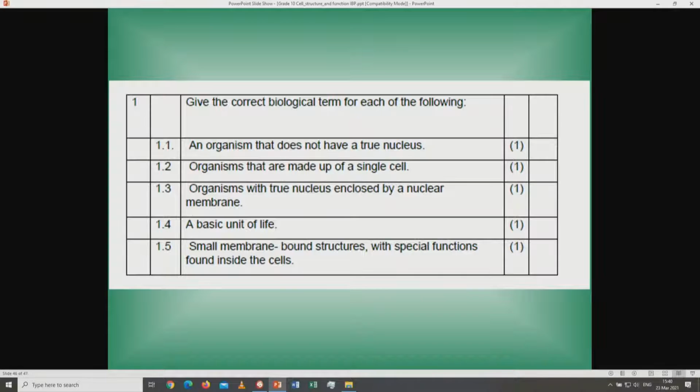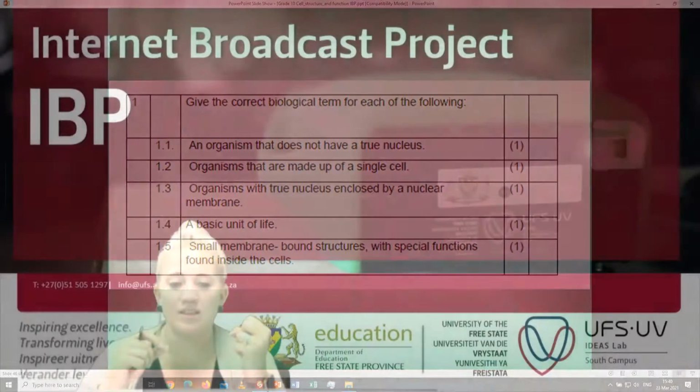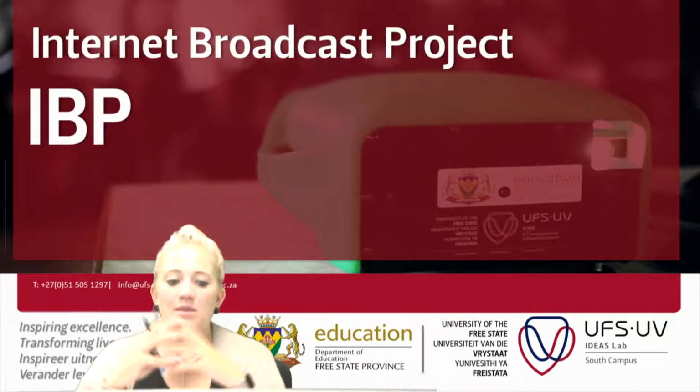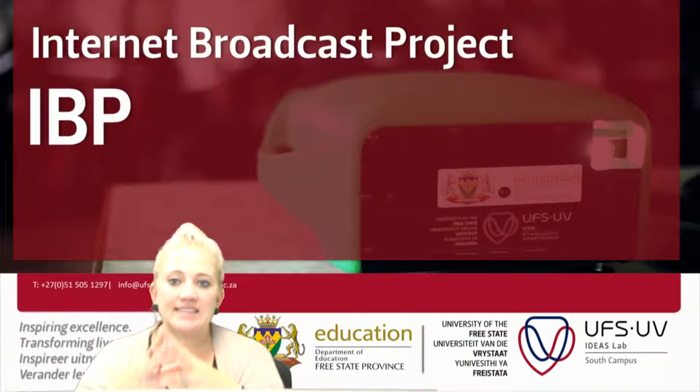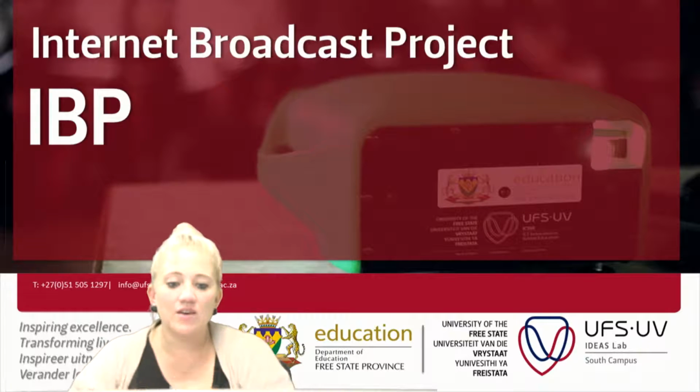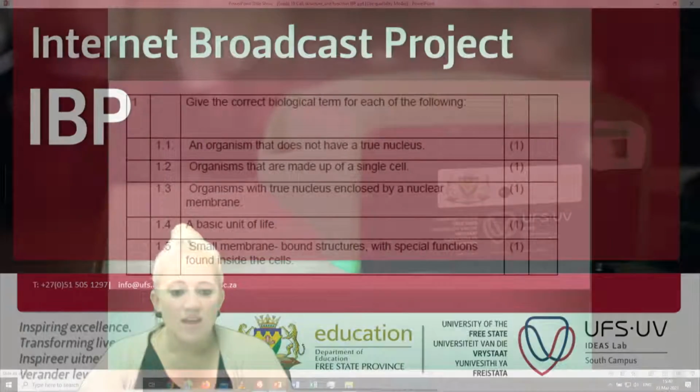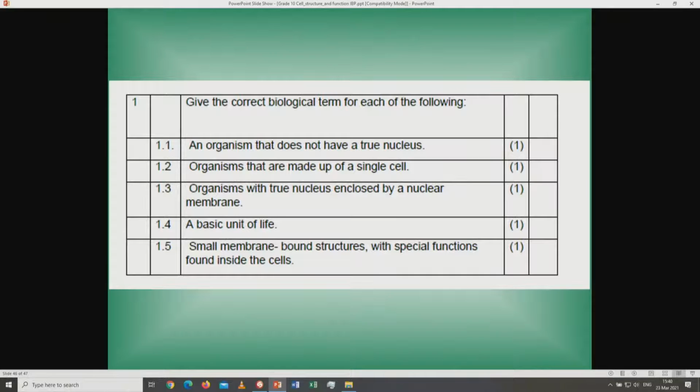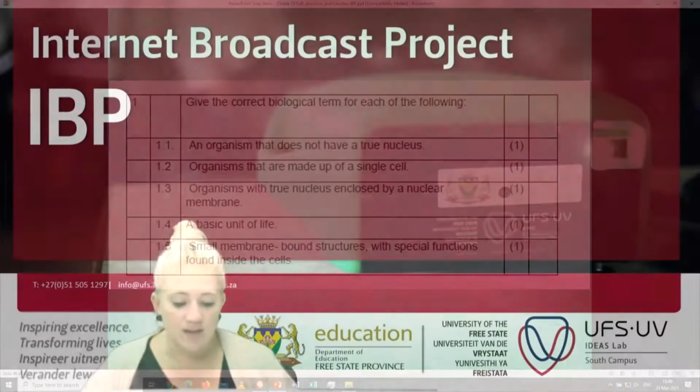Now, what is the basic unit of life? We started the session on that. We said the basic unit of life is cells, because everything starts at a single cell. So our word is cells. And then the last one said small membrane-bound structures with special functions found inside the cell, which are our organelles.